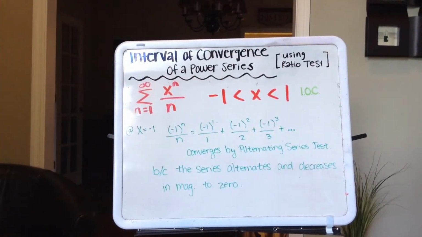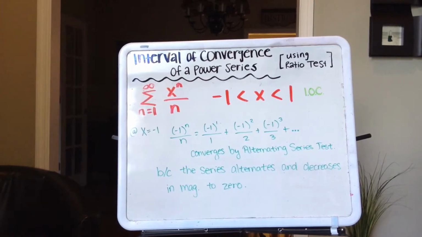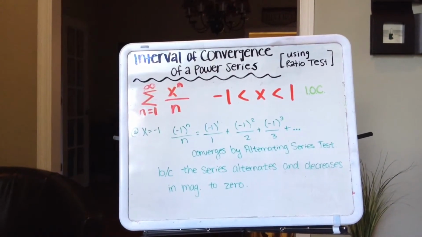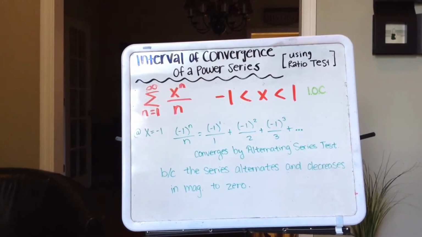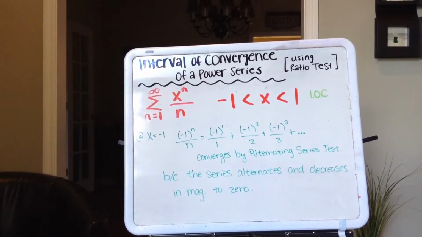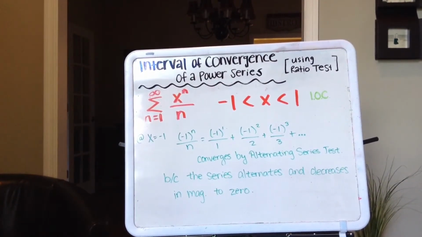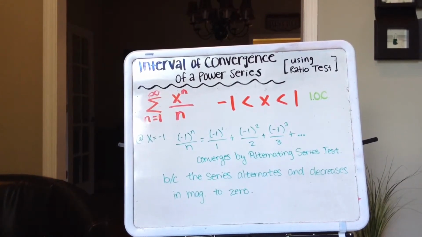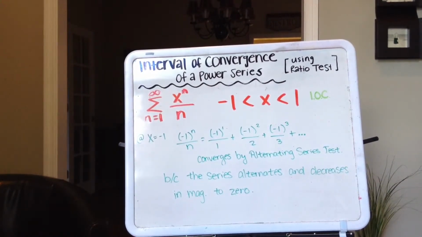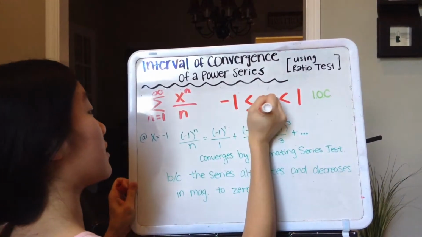At x equals negative 1, we would plug in negative 1 for x. So that would give you negative 1 to the n over n. I've worked out the first three terms for you. As you can see, it converges by the alternating series test. Every time you justify with the alternating series test, you must state, because the series alternates and decreases in magnitude to 0. Negative 1 converges, and so it would be included in our interval of convergence.